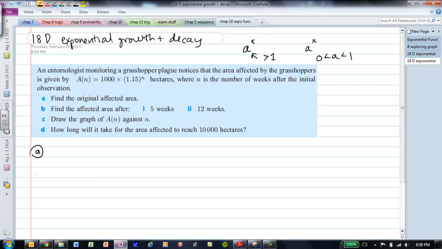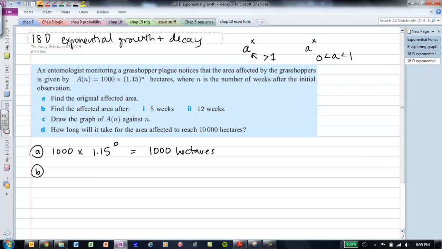Well, in this case, think for a second, how much time will have passed when the biologist first sees the plague? Well, 0 time. 0 time has passed. So you can use the equation and you plug in 0 for the number of weeks because 0 weeks passed. We know that anything raised to the 0 power is 1, so the answer here is 1,000 hectares.